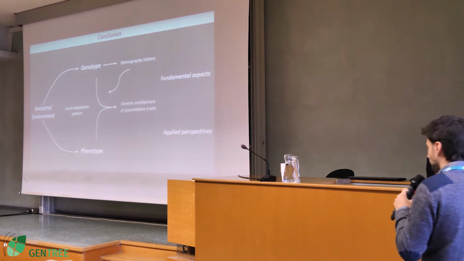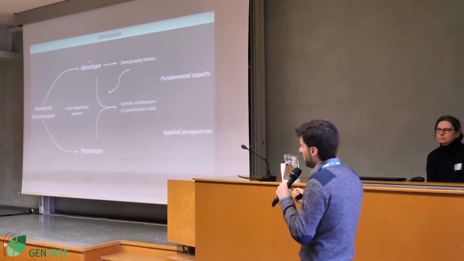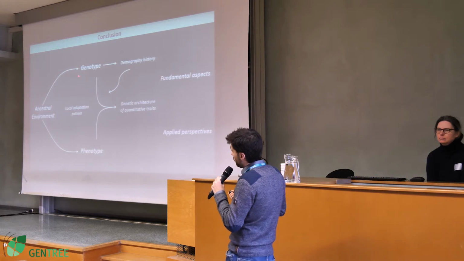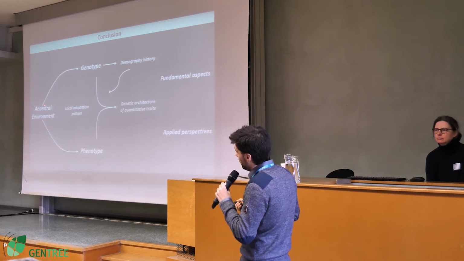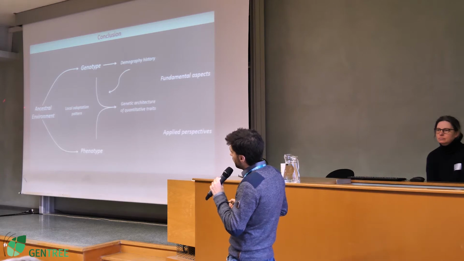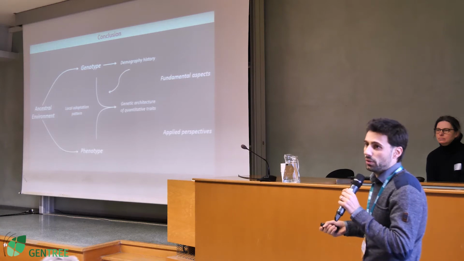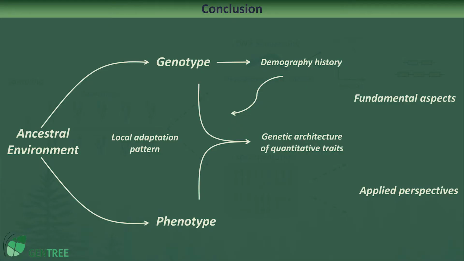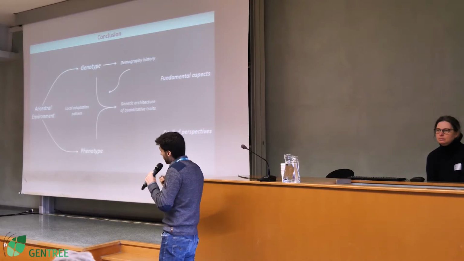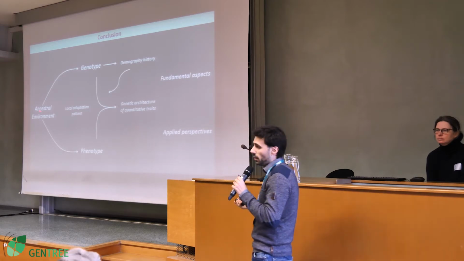So to conclude, thanks to the genotype, we were able to infer the ancestral environment of the trees, where they had their evolutionary history. We linked the data from this ancestral environment with the genotype and the phenotype to assess the pattern of local adaptation. We also linked the genotype and the phenotype while correcting for population structure and demographic history to infer the genetic architecture of these traits. And all of this just to say that this kind of approach brings new insight for fundamental aspects, but also for more applied perspectives.